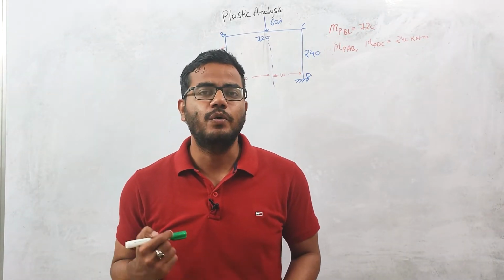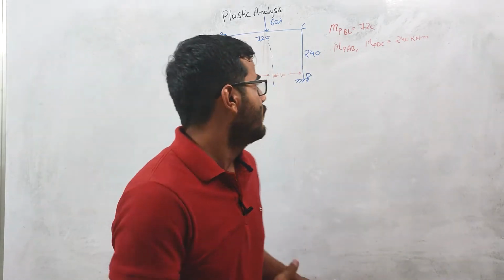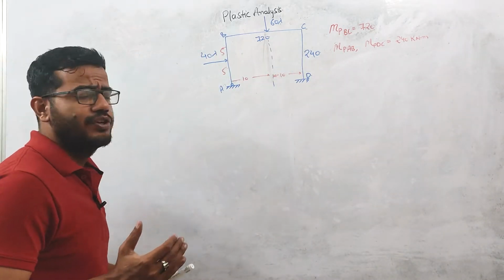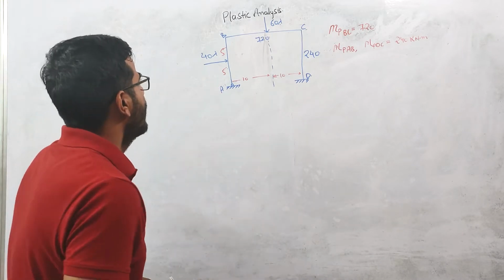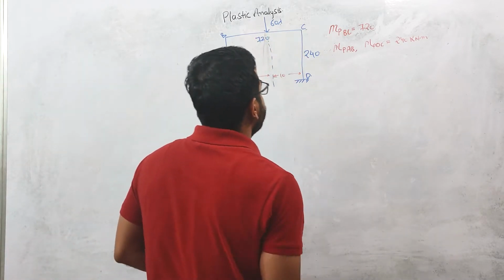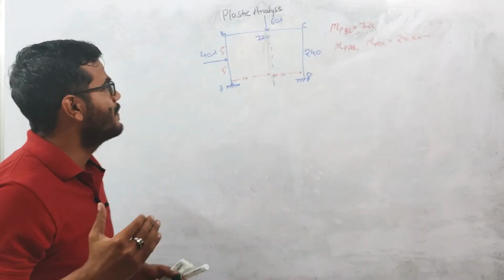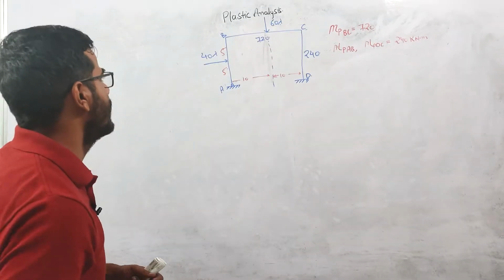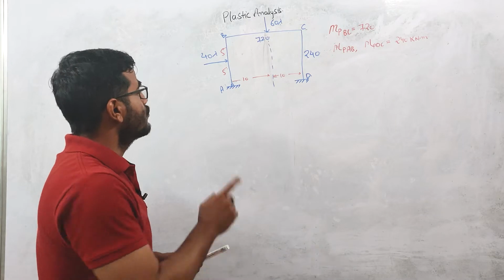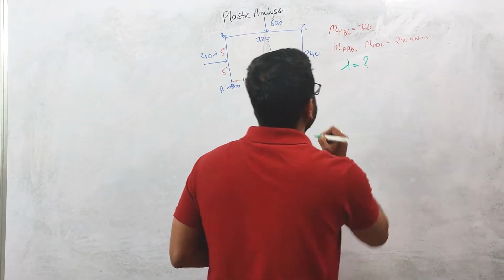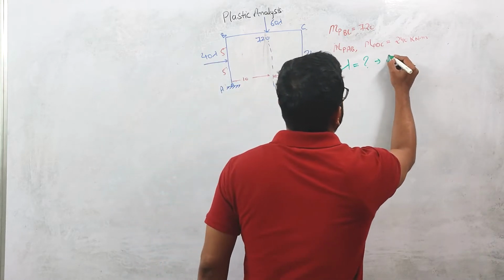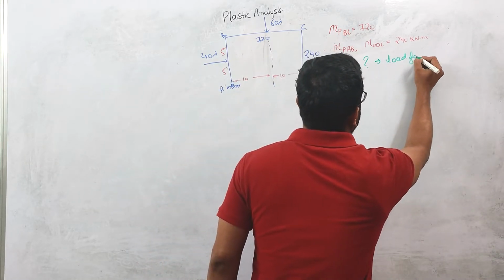In this lecture, we are going to calculate the load factor for this frame structure, in which you can see that the point load is acting on this column AB and one point load is acting on this beam BC. Okay, so this frame is basically the combination of two columns and one beam, right? So we need to calculate what is the value of this lambda. Okay, lambda we need to calculate, which is also known as load factor.